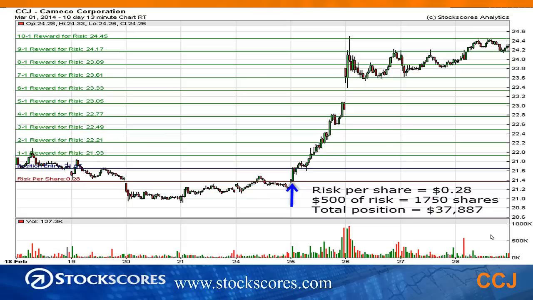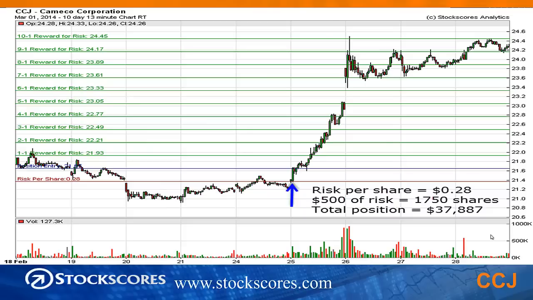So here we've got a situation where the risk per share is 28 cents. And if we want to take that same $500 of risk, 1,750 shares is how many we will buy. Well, that leaves us with a total position of $37,887. That's 3.5 times what the position was on HPJ. We're taking the same amount of risk. If these trades don't work, either one is going to lose us $500. And both of these trades worked out great. They both made more than $4,000 in terms of profit.